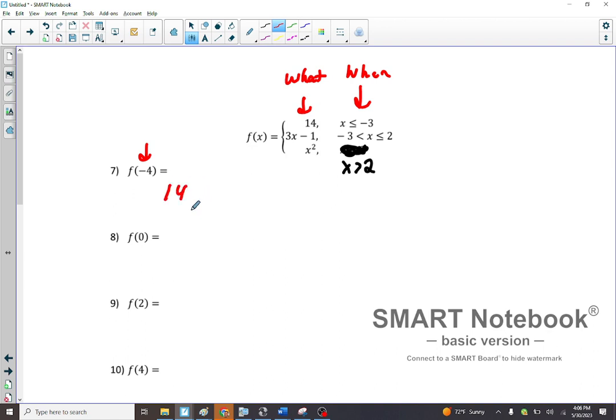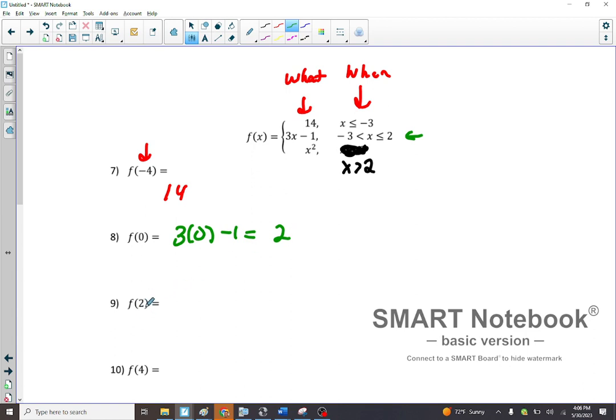The next one is f of 0. So f of 0 belongs in the middle column, 3x minus 1, because 0 is between negative 3 and 2. So I plug 0 into the equation. So 3 times 0 minus 1 is just negative 1.